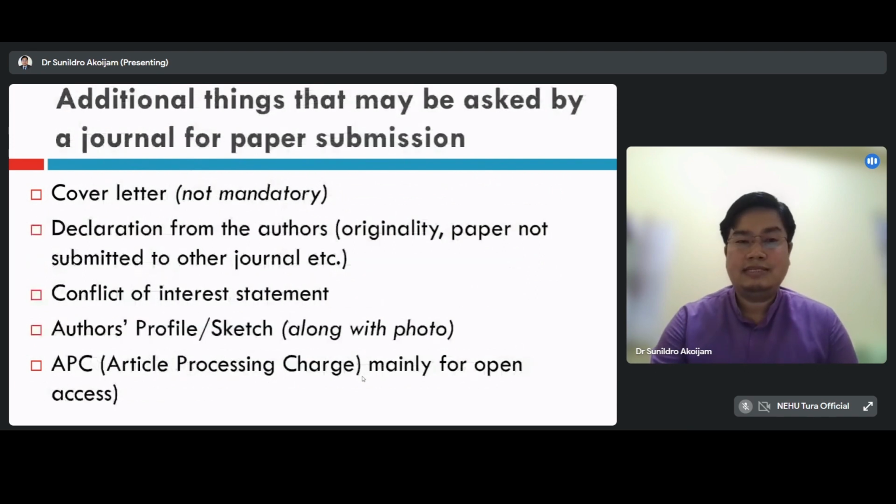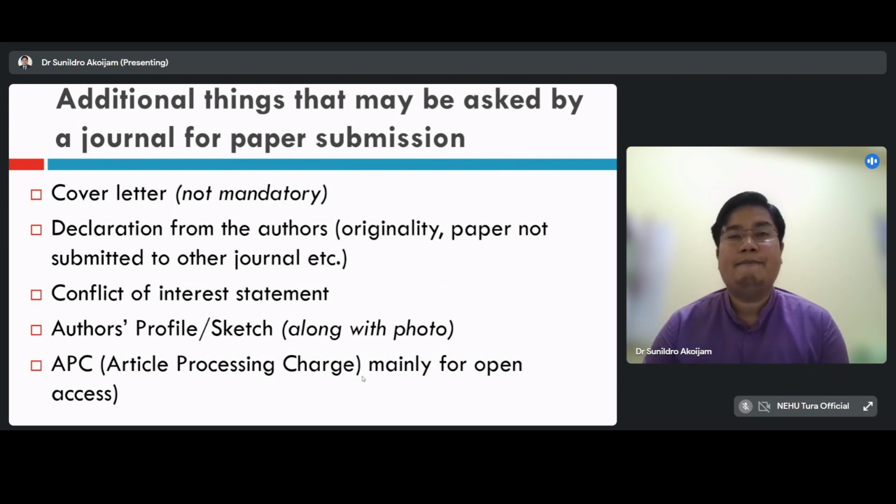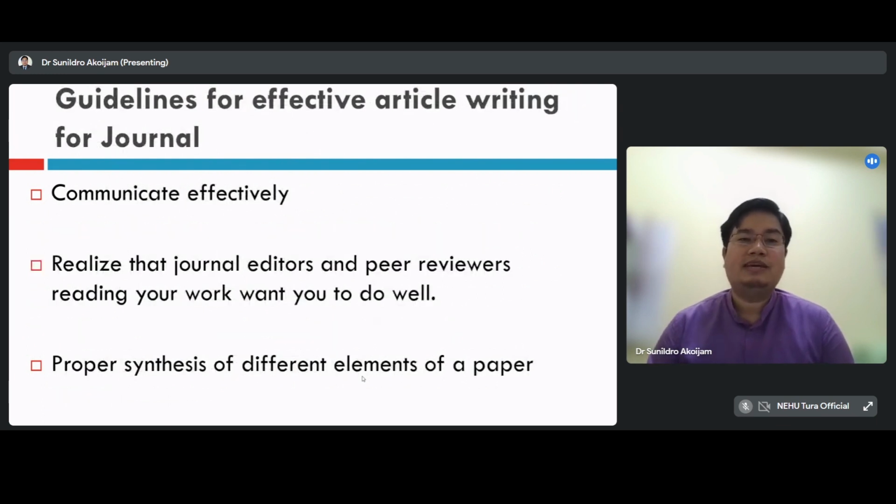So these are some of the important elements. Plus, I must say there are some additional things that you need to understand and consider while submitting a paper in a particular journal. Okay. Now coming to some of the guidelines as to how to write an effective journal article. Whatever elements we have discussed, those are technical aspects, but these are some of the factors which, if you consider, will enhance the quality of your research article.